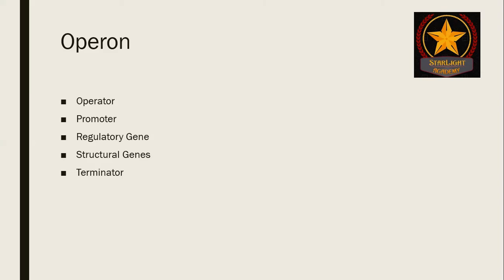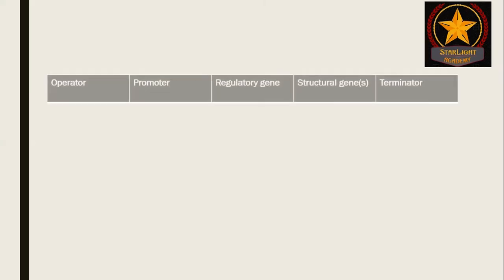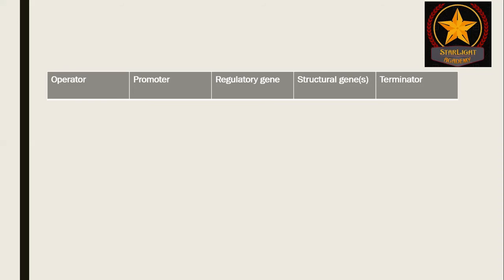A raw illustration of an operon is as represented. Now, an important thing to note over here is that the sequence in which these regions are represented may not be the same.